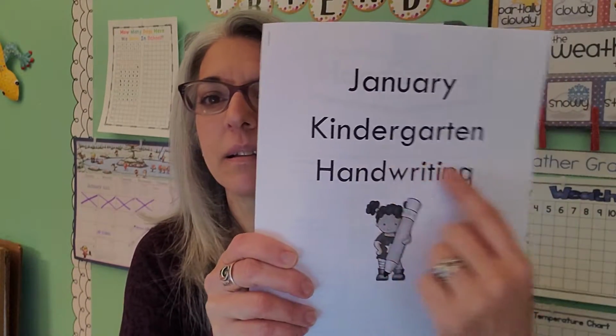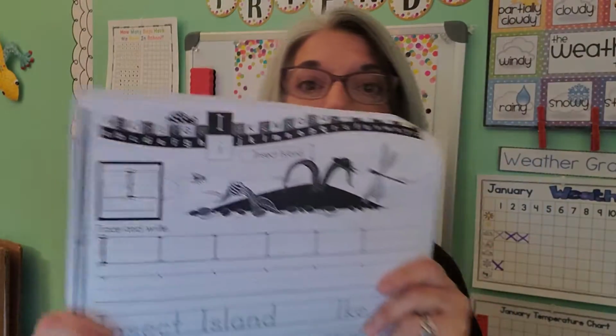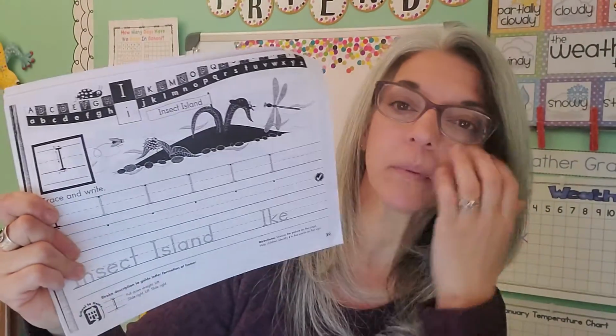So going across the top of the choice board, your must-do activities in the green. The first one, you will need your handwriting packet. Okay, and today you're going to practice I. So for I, you will do both the front and the back.